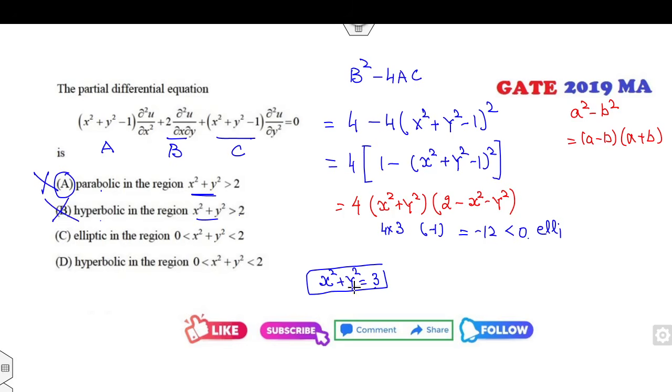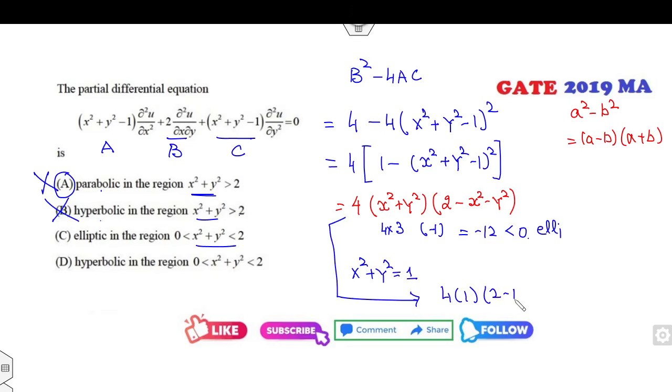When x square plus y square lies between 0 and 2, I can choose any number, say x square plus y square is 1, which satisfies this condition. So what is this expression? 4 times (1 minus 1 twice...), which is 4, greater than 0, hyperbolic. But the option said elliptical. Cancel. Only the right option, which is left behind, is the correct answer of this problem.